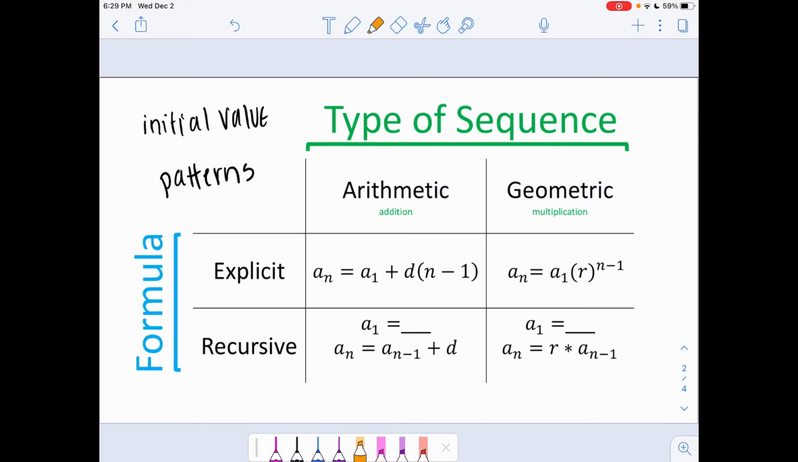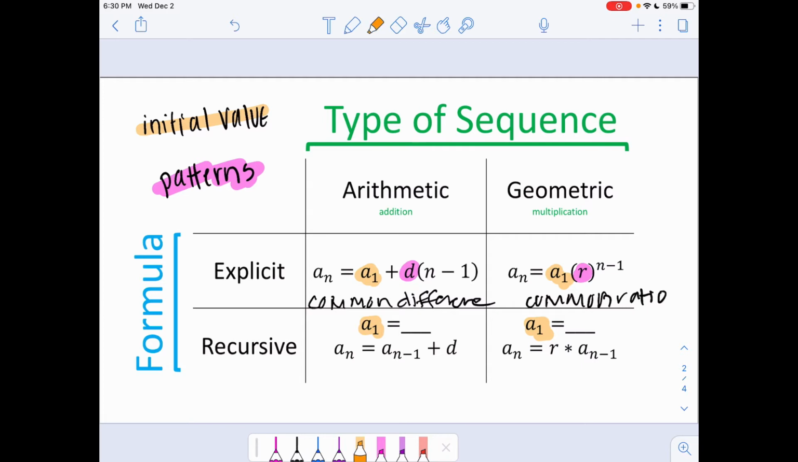So the initial value in an explicit is represented by A1, and in a recursive, it's also represented by A1. The pattern in an explicit formula is a part of the same equation. You'll see it represented by the letter D or the letter R. Remember, D stands for common difference, and R stands for common ratio.